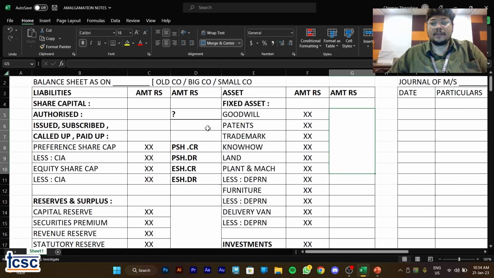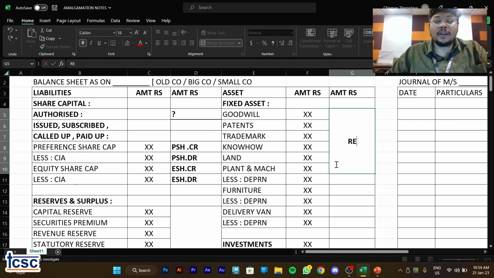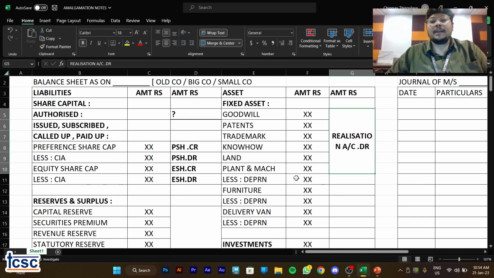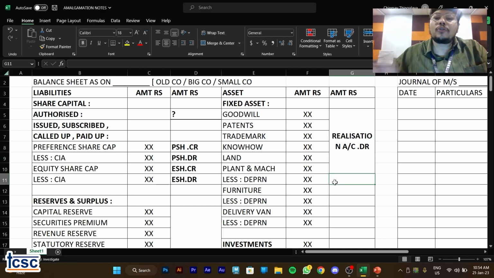Coming towards fixed assets, fixed assets will always be shown at cost in our realization account, and if corresponding depreciation is there, we are supposed to show the opposite effect of it. Fixed assets include your goodwill, patents, trademarks, know-how, land and building, plant and machinery. So all these items will be realization account debit, because assets always have a debit balance. So all the balances which fall on the asset side will be transferred to the debit side.